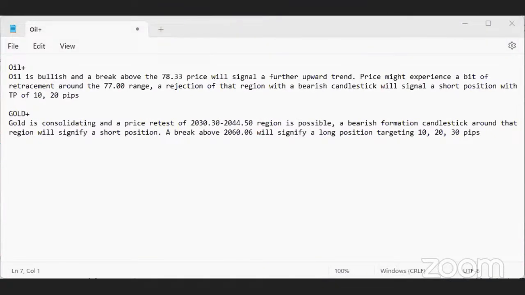All right. So I believe you can see my notepad. So let's talk about the last one, US30, and then I'll call it a day. Let's talk about US30. I believe you can see my notepad.